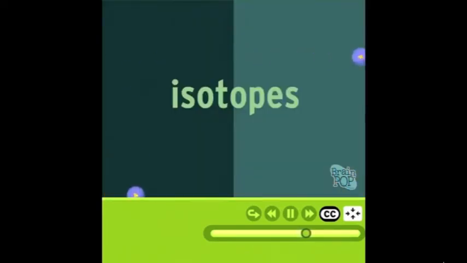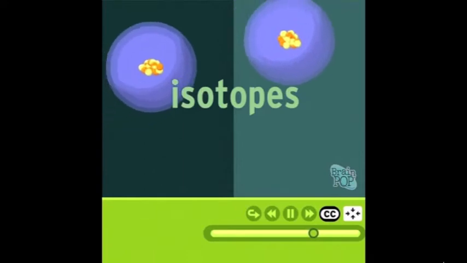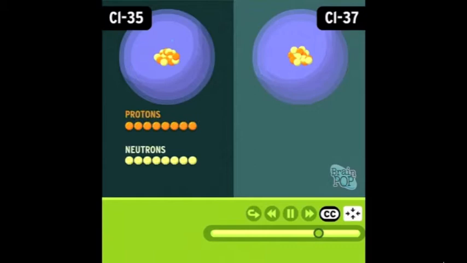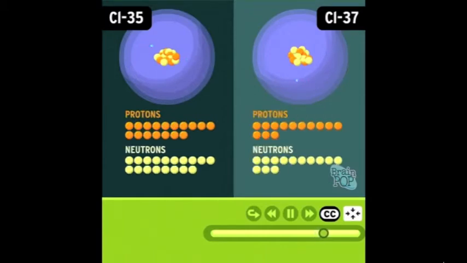Isotopes are atoms of the same element with different numbers of neutrons. An isotope is called by its mass number, the number of protons plus the number of neutrons in its nucleus. There are 2 naturally occurring isotopes of chlorine. Chlorine-35 has 17 protons and 18 neutrons. Chlorine-37 also has 17 protons, but it has 20 neutrons.